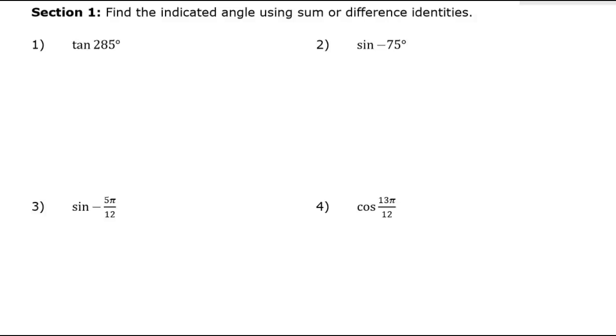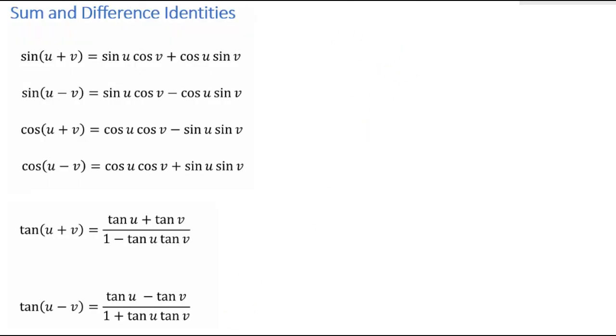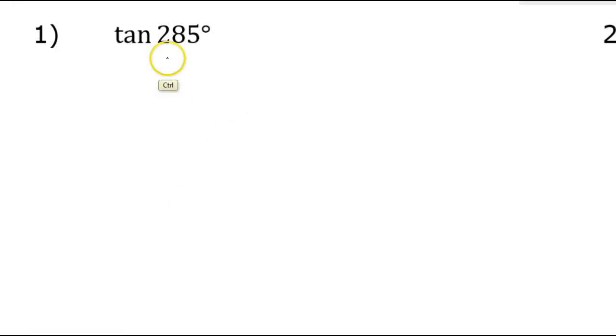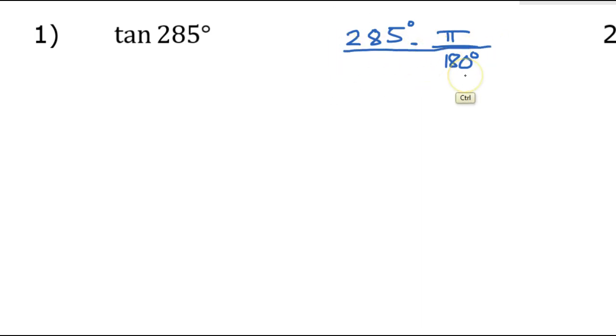In this video, I will show you how to evaluate these trig functions at these angles using sum or difference identities. I'm talking about these identities right here. Now, when I see this 285 degrees, I would be more comfortable converting this to radians. So I'm going to take 285 degrees and multiply it by pi over 180 radians. So basically I have 285 pi over 180.